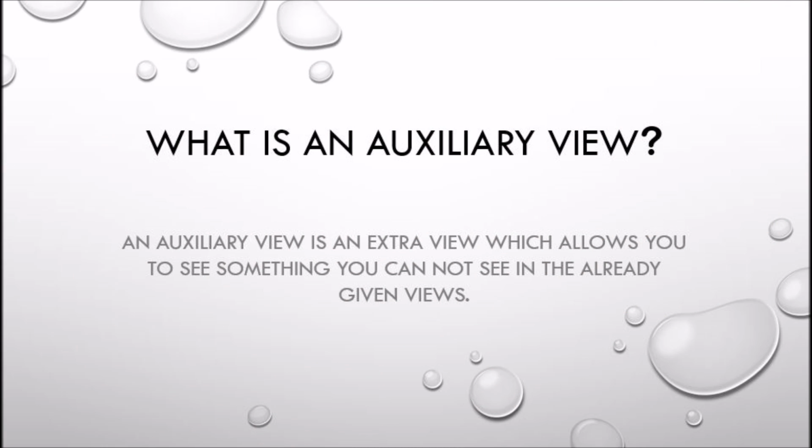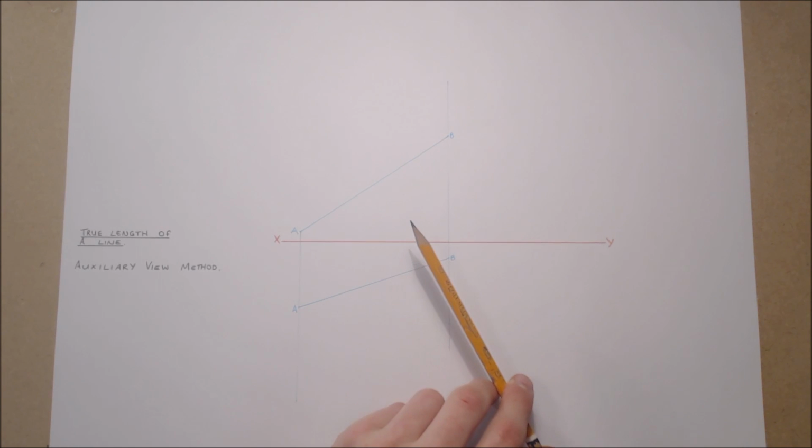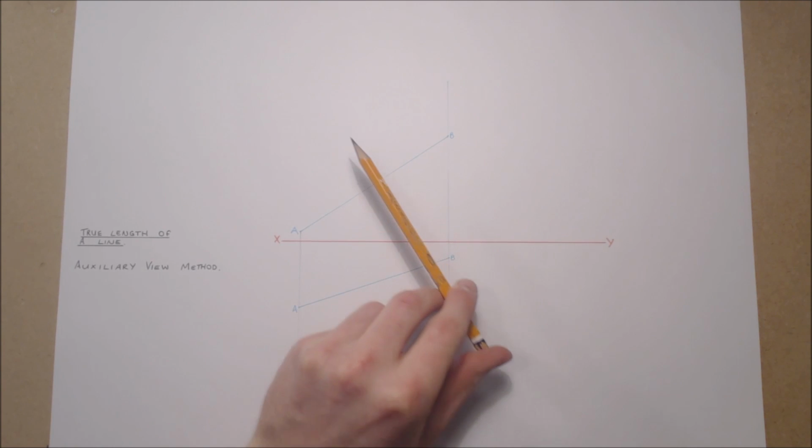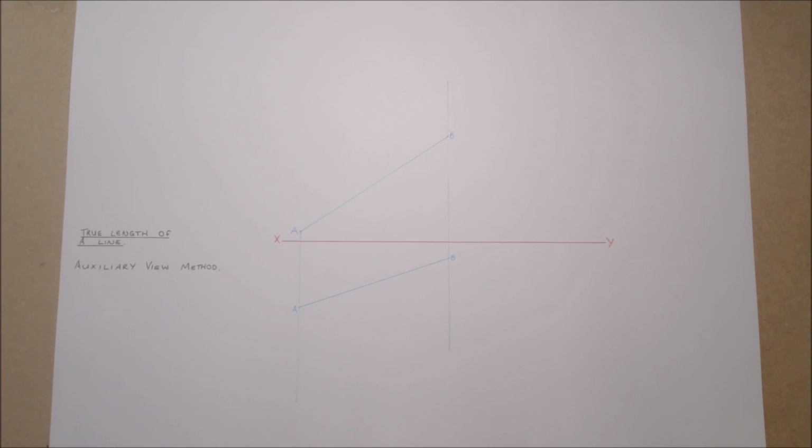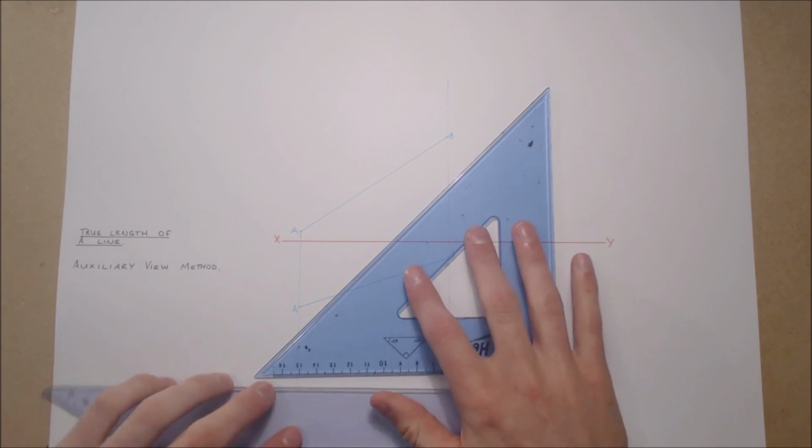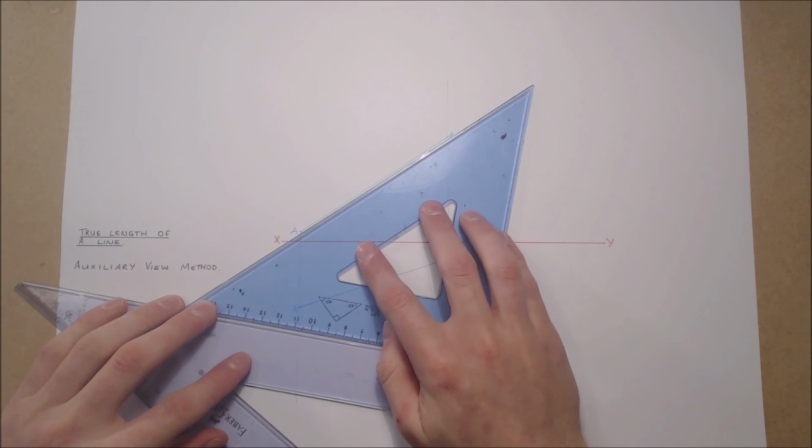An auxiliary view is an extra view which allows you to see something you cannot see in the already given views. To get a true length, we must look perpendicular to the line and set up a projection plane parallel to the line.